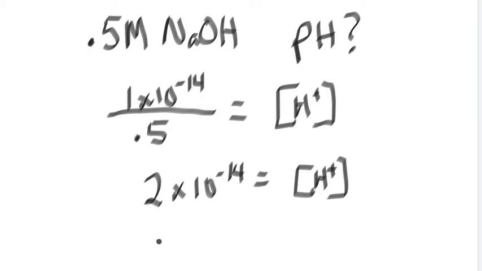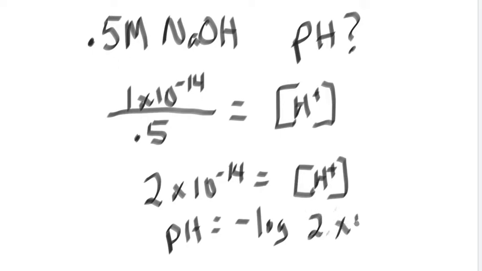And then if we want to know the pH of that, we know pH is equal to the negative log of 2 times 10 to the negative 14th. So again, I put in log 2 times 10 to the negative 14th, and I get negative 13.7. So the negative of a negative is a positive. So 13.7 is our pH.